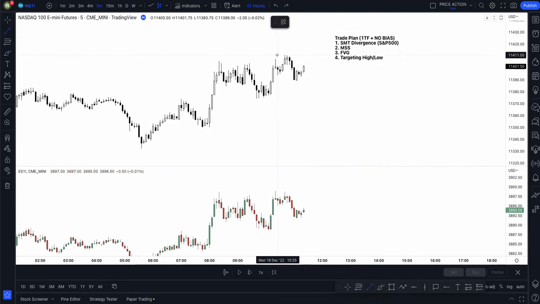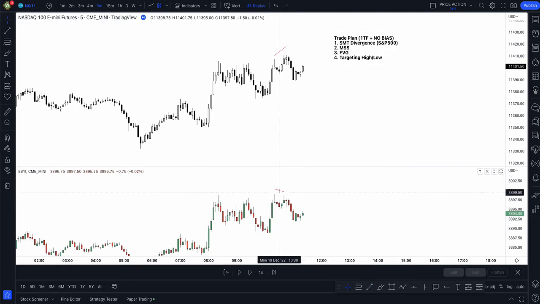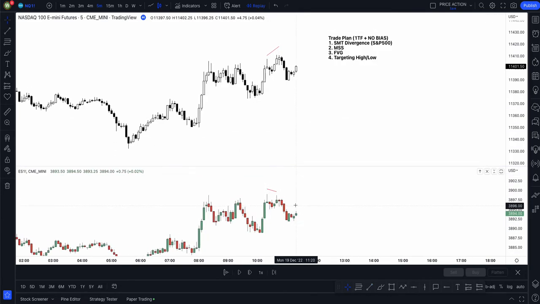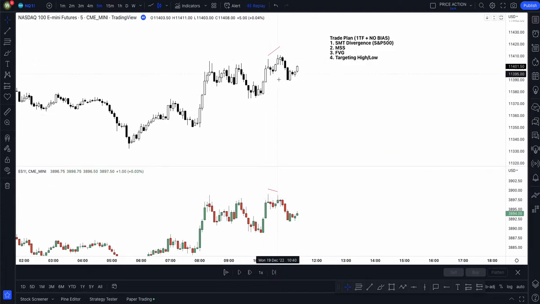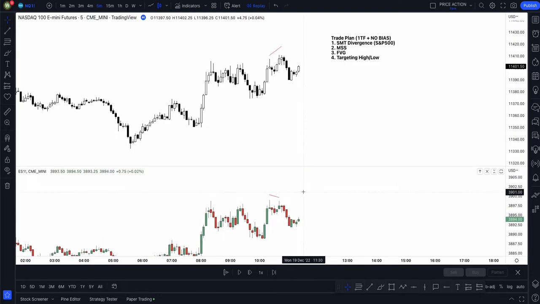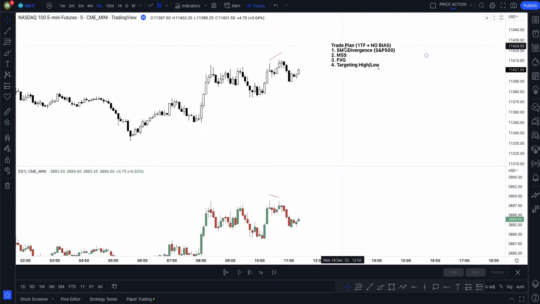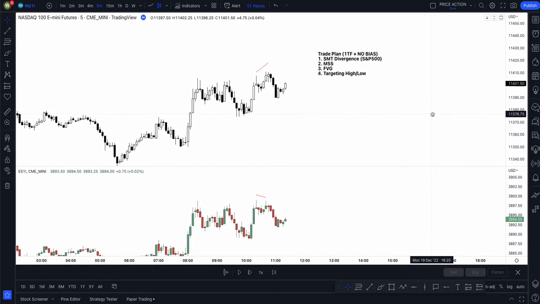Okay, I'm going to draw that out for you. Again, we've made a high here, but here we made a lower high. Price did not go up any further. And what does that tell us? Like I said, it's diverging because they're not moving so correlated at that moment in time. We made a high here but a lower high on the S&P. So that's tick number one. We now have SMT divergence on the M5.